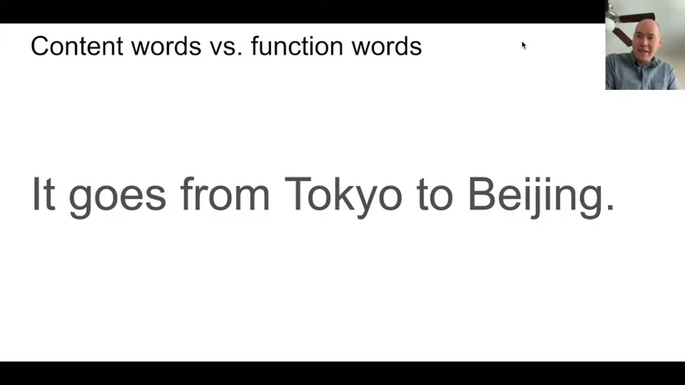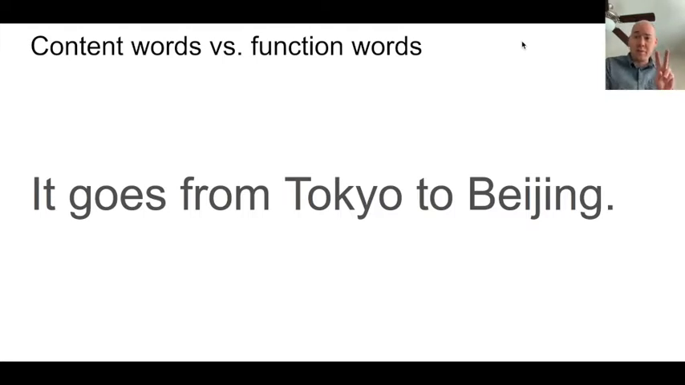So, in a sentence like this, the words that are less important to understand the meaning are the function words, and those are from and to, right? So if you ask me, where does this flight go? And I say, it goes from Tokyo to Beijing, right? You probably still understand what I meant, even if you didn't hear those words clearly. And in that case, I intentionally said them not clearly. So it goes from Tokyo to Beijing.